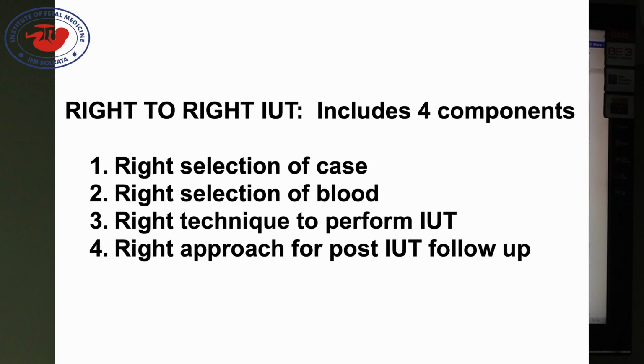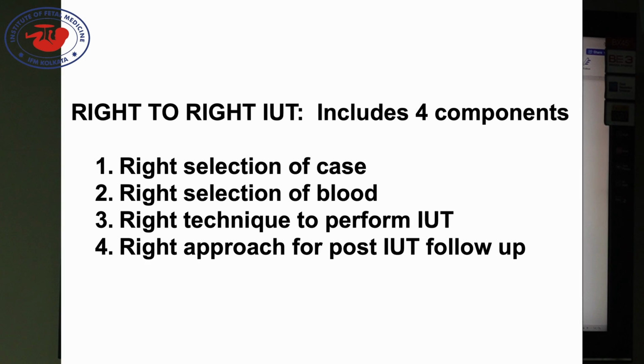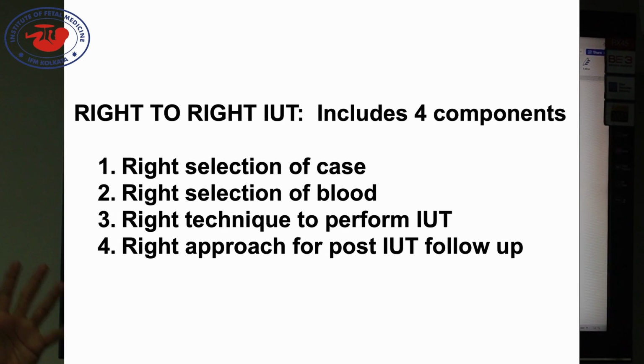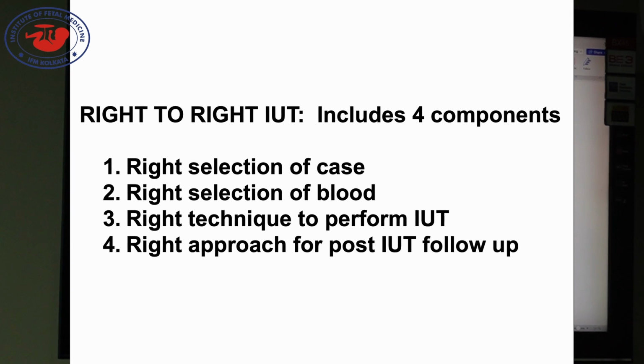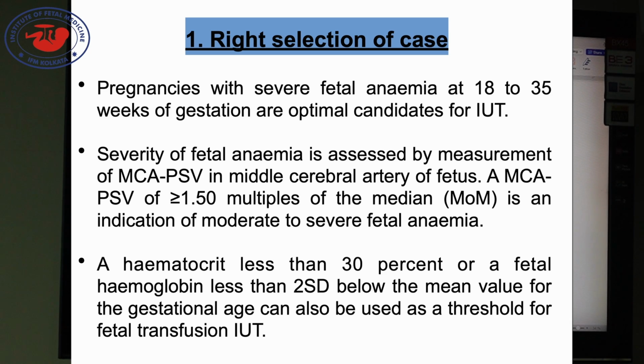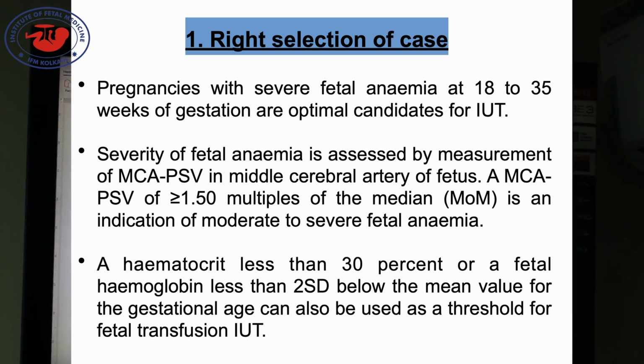So not only pre-procedural and procedural, even post-procedural also, you have to have a SOP, how you will follow these cases and when you will call and what is your strategy, everything. So now one by one we will go. First, right selection of the cases. I told you pregnancy with severe fetal anemia from 18 to 35 weeks of window are optimal candidates for IUT, right? Because MCA we cannot do before 18 weeks. It is not validated, so I don't start doing it from 16 weeks, 17 weeks. It has to be done from 18 weeks. So 18 to 35 weeks window.